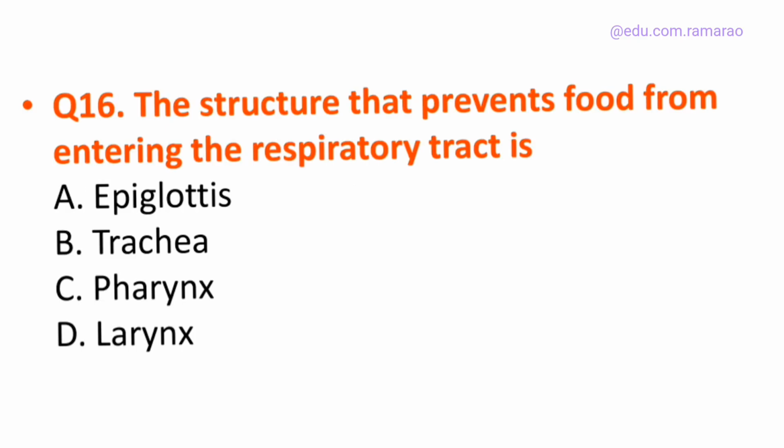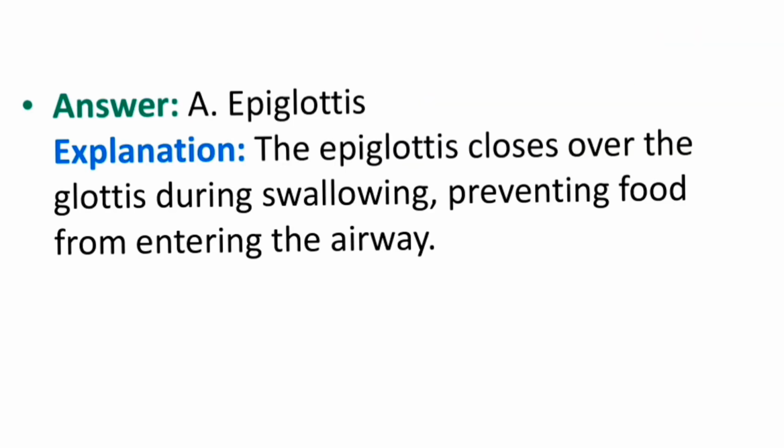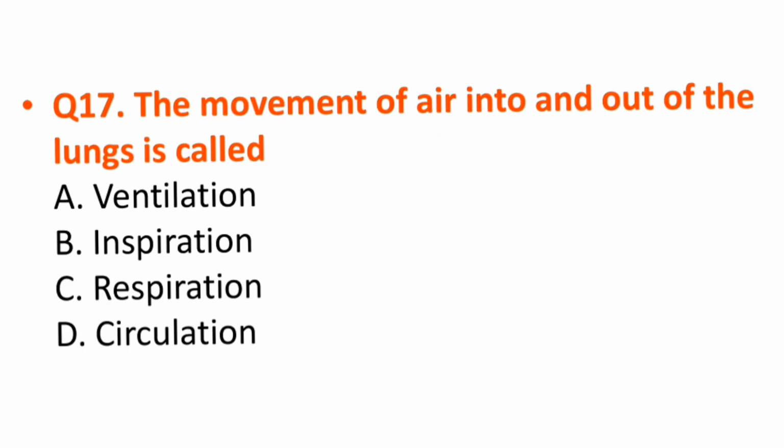The structure that prevents food from entering the respiratory tract is option A epiglottis, option B trachea, option C pharynx, option D larynx. The correct answer is option A epiglottis. The epiglottis closes over the glottis during swallowing, preventing food from entering the airway.